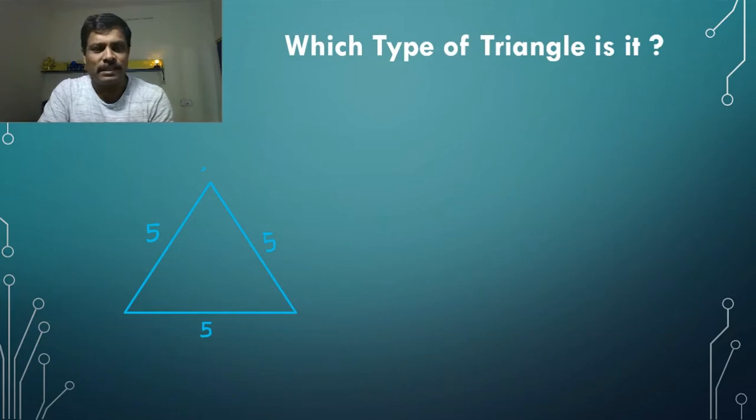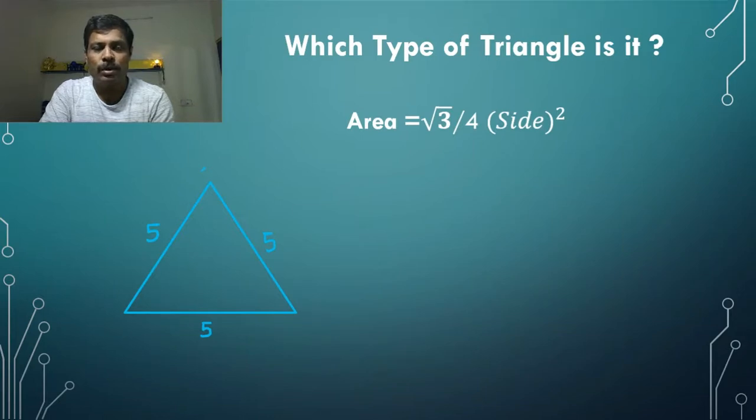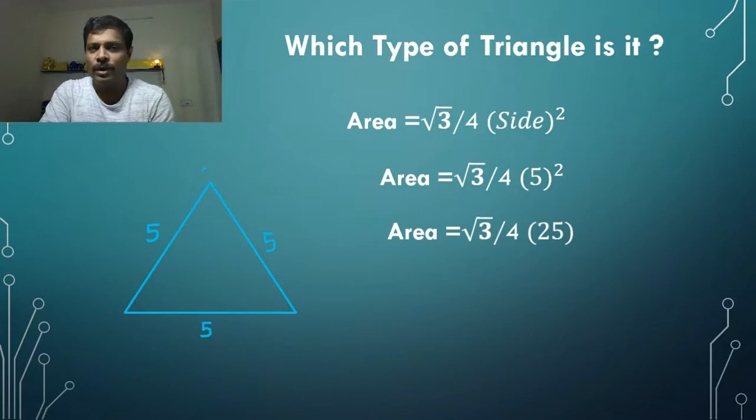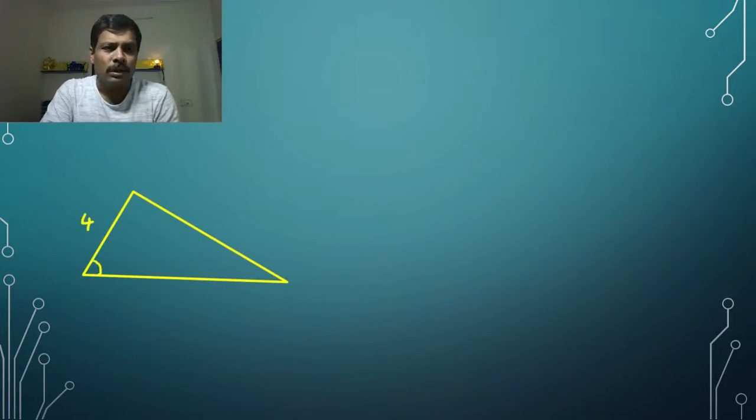Now, which type of triangle is it? Since the sides of this triangle are equal and their length is 5, it is called an equilateral triangle, right? Then how to find the area of such a triangle? The special formula for an equilateral triangle is: area is equal to √3 divided by 4 times the square of the side. So what is the side of this triangle? 5. Therefore, its area is √3 upon 4 times the square of 5, and we know that the square of 5 is 25. Therefore, its area is √3 upon 4 into 25 square units. Good.